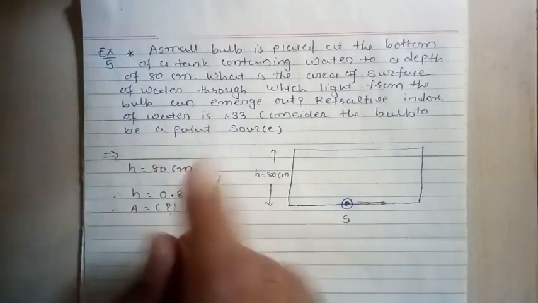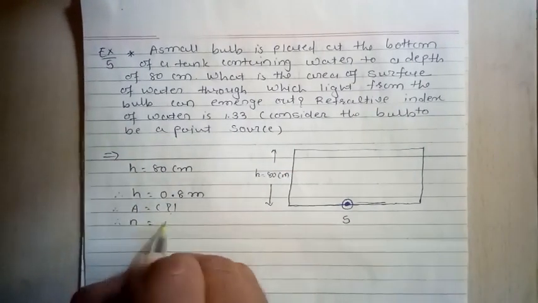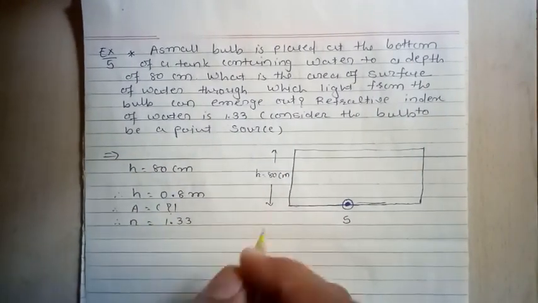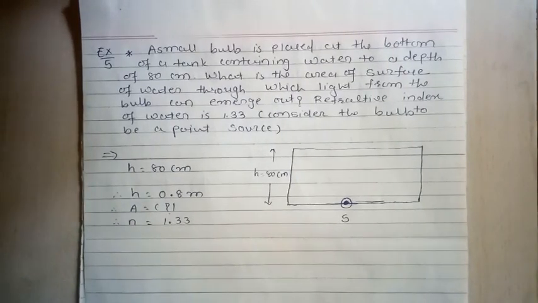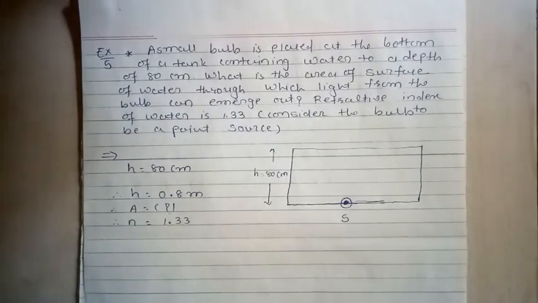Refractive index of water, that is n, 1.33. You have to remember this refractive index of water 1.33. Refractive index of air, which is 1. Refractive index of glass 1.5. So these three values you have to remember. Once again I repeat, refractive index of water 1.33, refractive index of air 1, for glass 1.5.